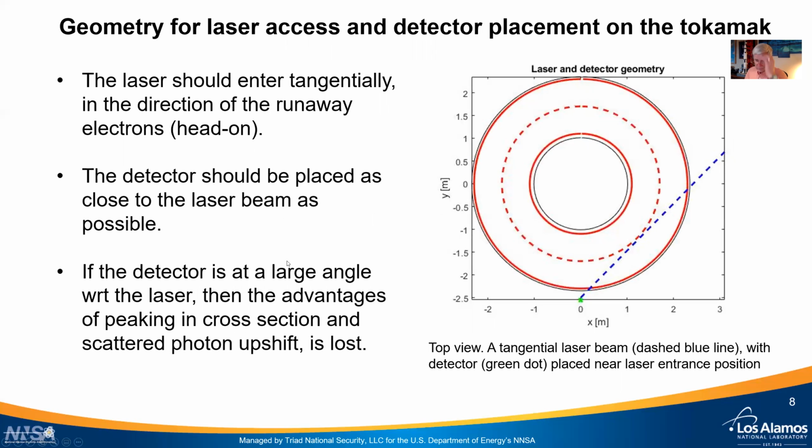So while we're doing that, we can also put in the geometry of the tokamak. Here's the center line of the machine. This is a view from above. Here's the inside minor radius, outside major radius. And the blue is our projected tangential laser beam. The green dot represents the position of our soft X-ray detector. And we can move that all around in the code to try to optimize it. And in fact, the tangential view is in fact the optimum.